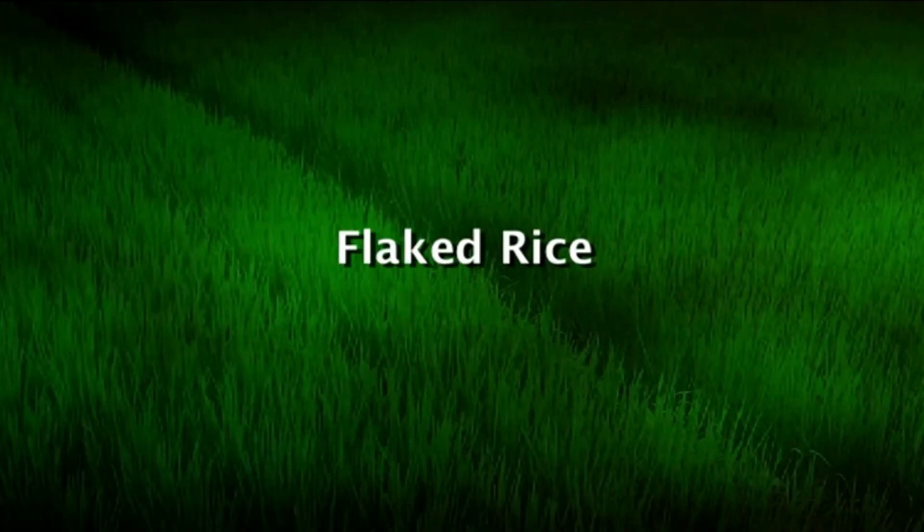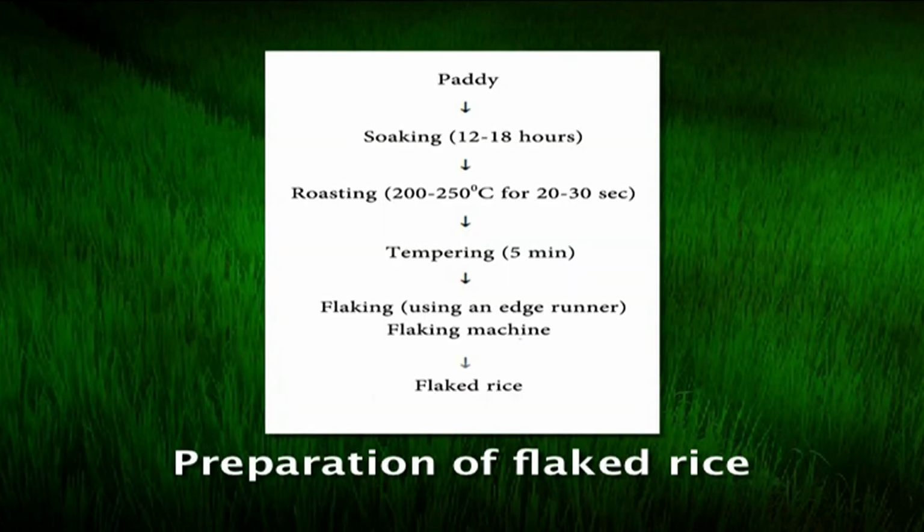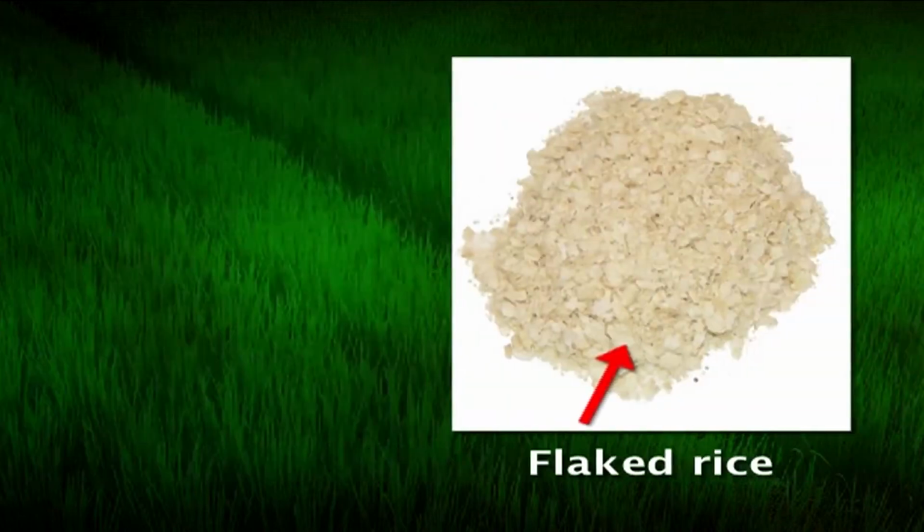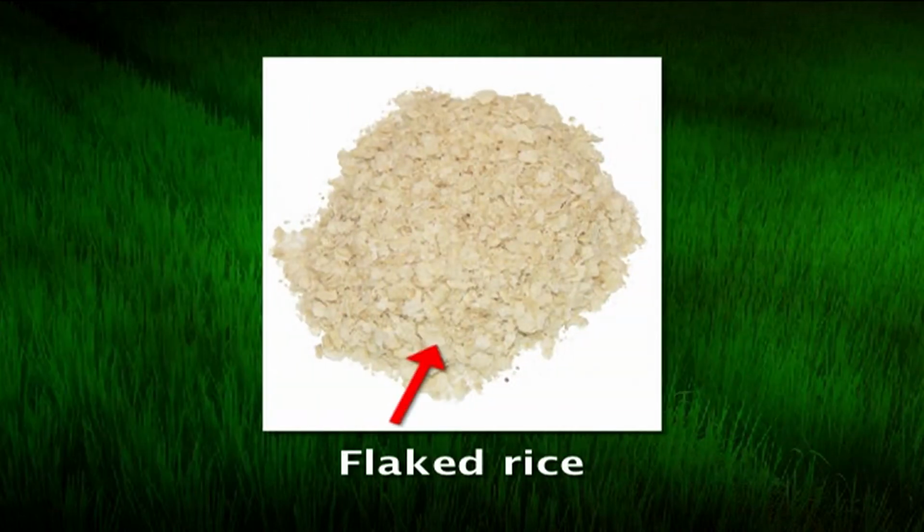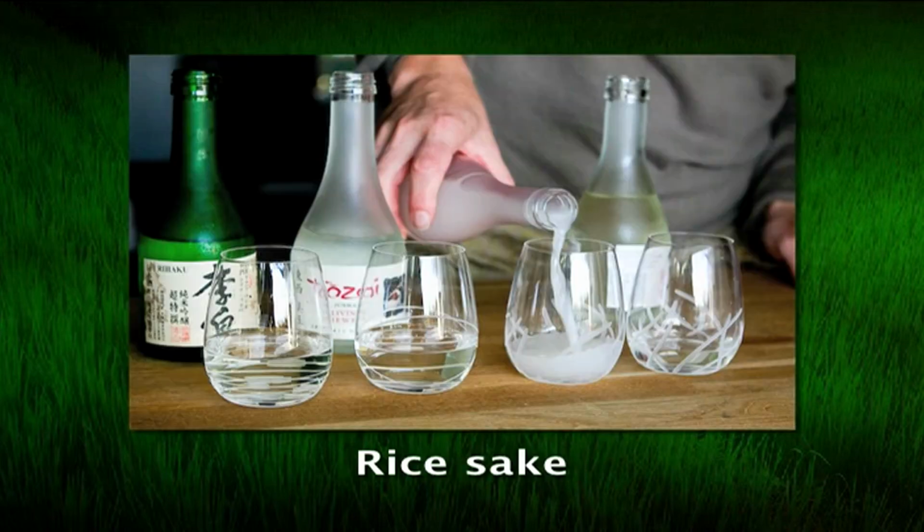Flaked rice. Flaked rice is thin, papery and off-white in color. It is eaten with suitable flavoring agents and forms a good breakfast food like corn flakes. Sake. It is an important alcoholic beverage used by the Japanese. The raw materials used in sake brewing are rice and water.